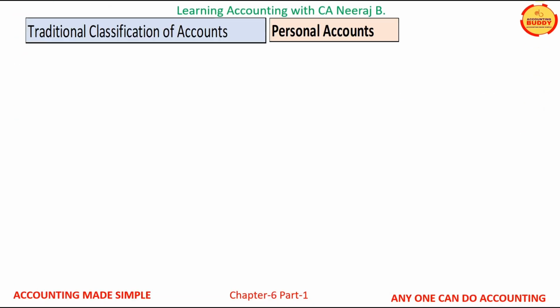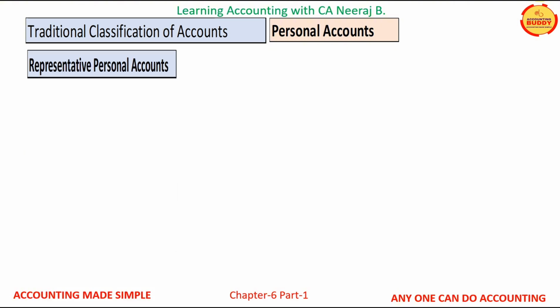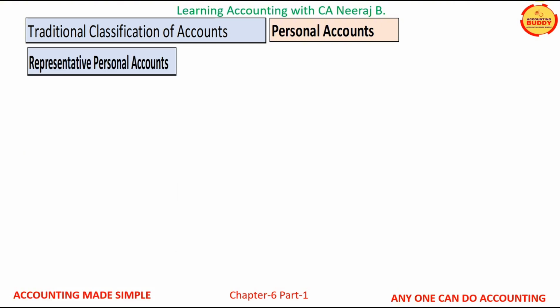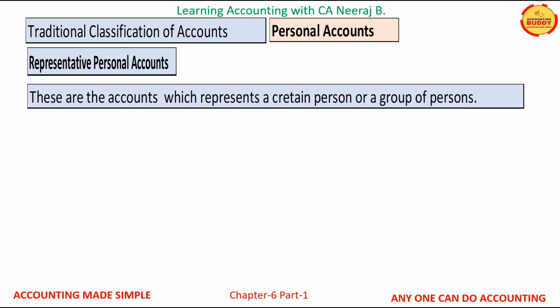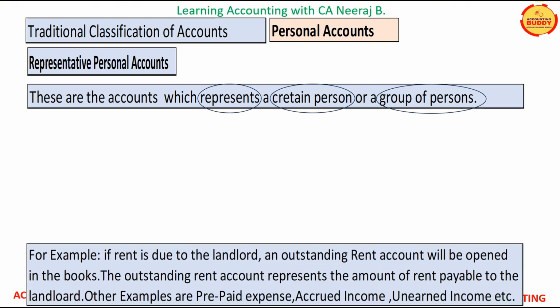Let us learn about the third personal account, that is the representative personal account under the traditional classification of accounts. These are the accounts which represent a certain person or a group of persons. Let us understand this with an example.